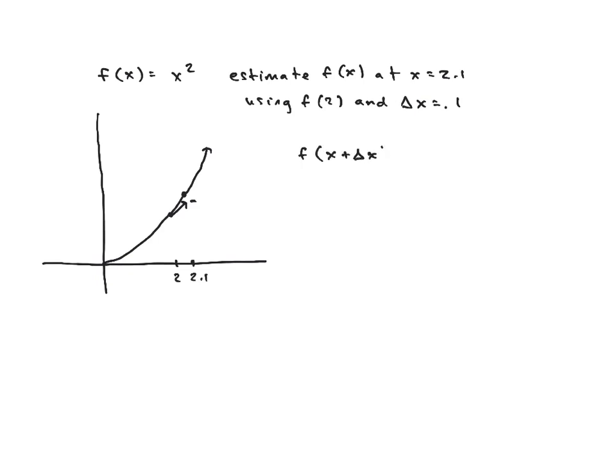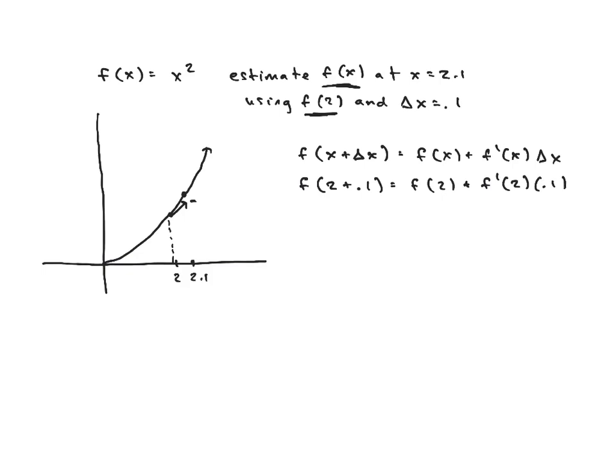So we can say that f of x plus delta x is equal to f of x plus f prime of x times delta x. And x in this case is going to be 2 because we're estimating using f of 2. So I can say that f of 2 plus 0.1 is equal to f of 2 plus f prime at 2 times 0.1.